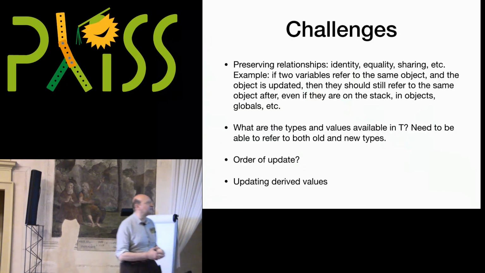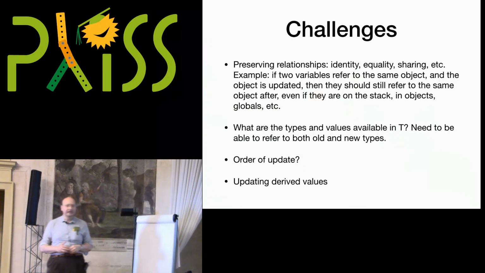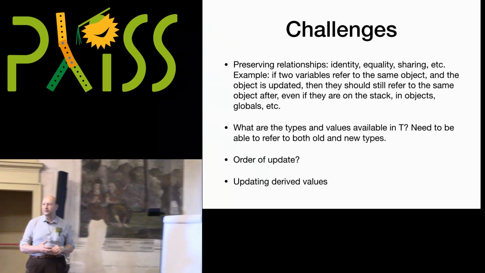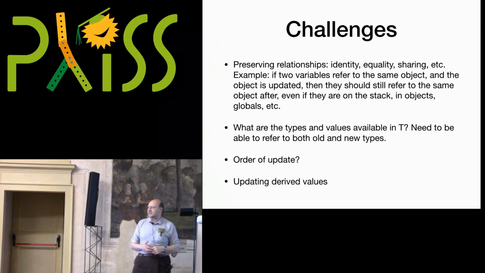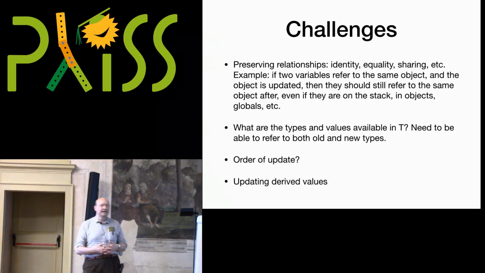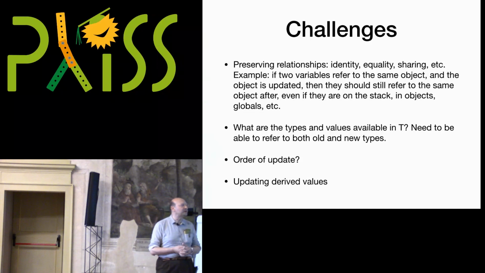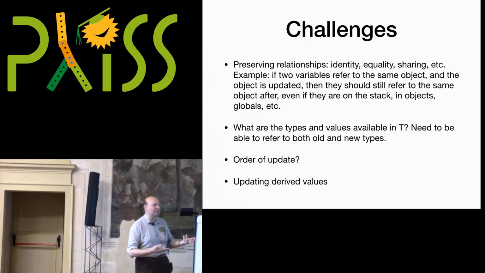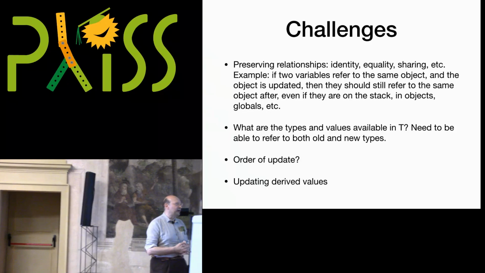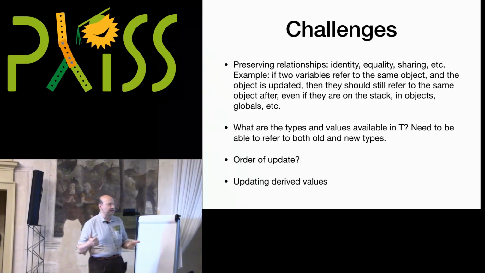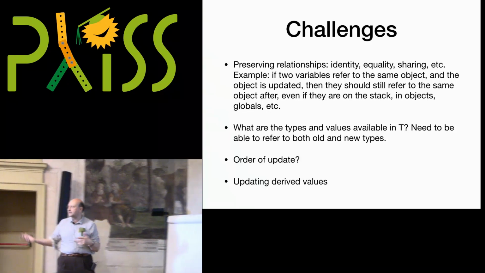So what are the challenges of doing something like that? Well, you have to preserve somehow all of the relationships in the original data set that were important, things like equality and identity, and your sharing relationships have to be preserved. So if two variables refer to the same object before and the object is updated, you'd probably like those variables to refer to the same modified object, even if the variables are on the stack, in other objects, and globals, etc.